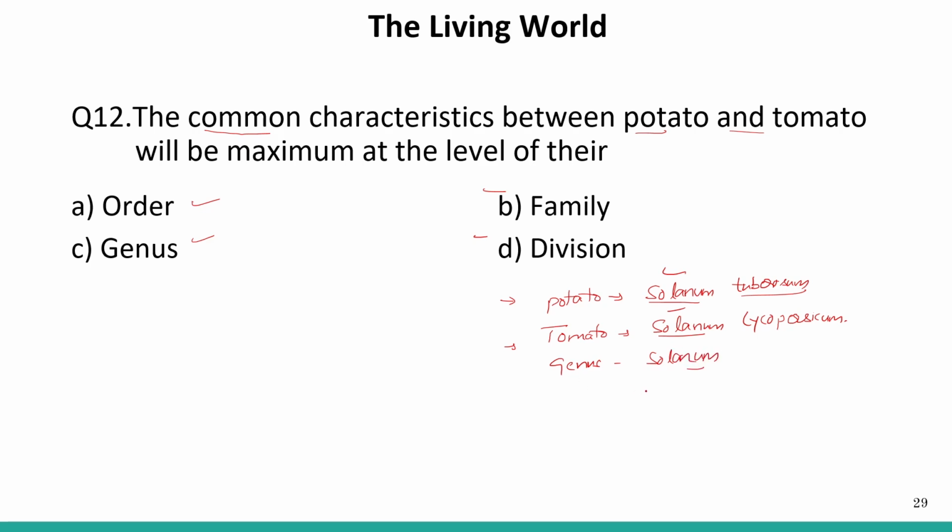Okay. Now let's again study the options: order, family, genus and division. So if we talk about genus here, both potato and tomato belong to the genus Solanum. Alright, and it is okay. Now both of them have a lot of similarities. Similarity increases as we go downwards towards the species. Species are very highly specific, whereas the kingdom, which is the highest category, is very diverse.